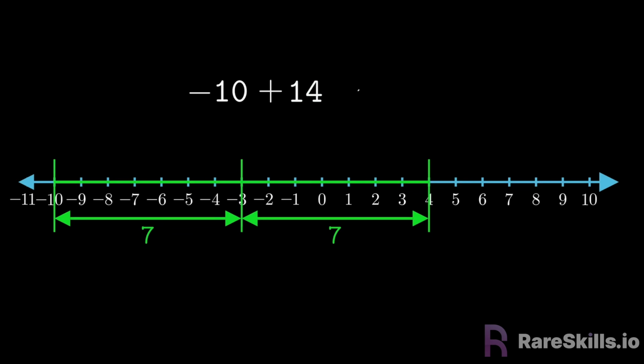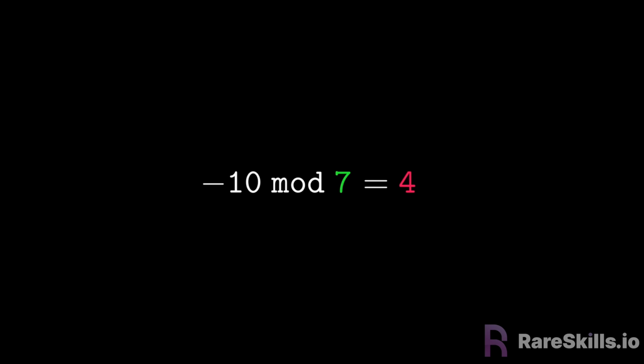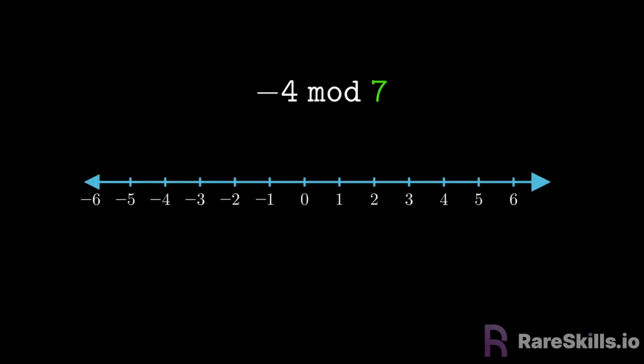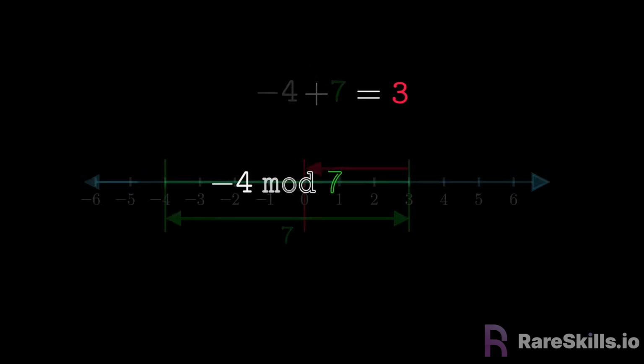-10 plus 14 equals 4, so the remainder is 4. Therefore, -10 modulo 7 is 4. If we want to compute -4 modulo 7, the smallest positive multiple of 7 we can add to -4 to make the sum positive is 7. -4 plus 7 is 3, so -4 modulo 7 is 3.